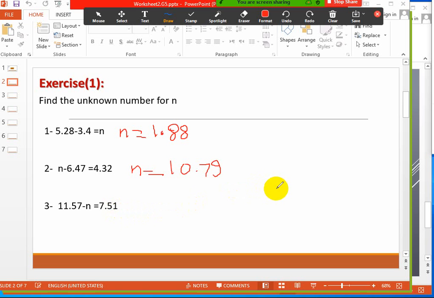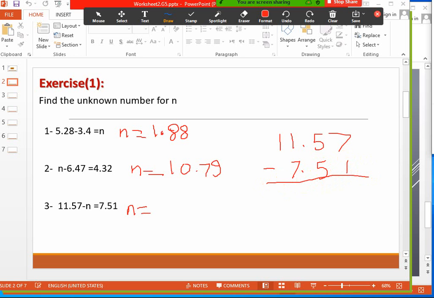So what I have to do is subtract here, because I will take this answer, or this number, from the whole number to find this one. So here, to find n, I have to subtract the answer from the whole number. Very good, Lana. So to find it, I have to subtract the answer from the whole number. So 11.57 minus 7.51.